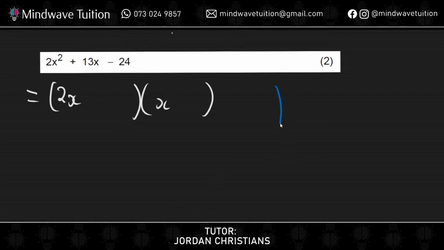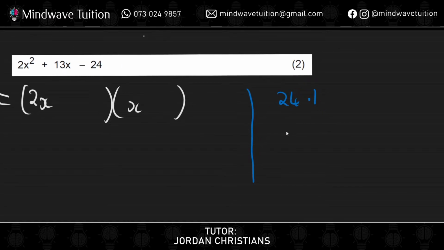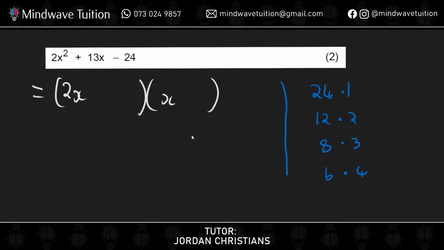What goes in the second bracket, we need to determine by listing all the multiples of 24. So 24 and 1, 12 and 2, 8 and 3, and 6 and 4. So that's all the multiples of 24. These are the only numbers that can multiply to give us 24. And what goes in the middle? The sum of them, but the middle is 13 and my first term is 2.